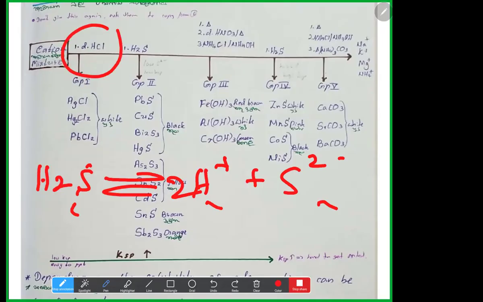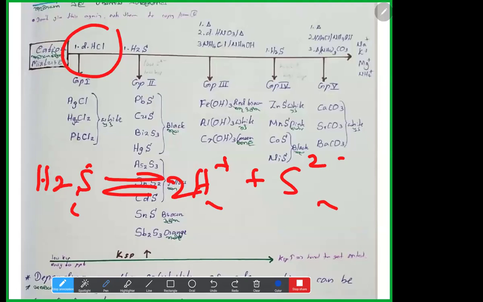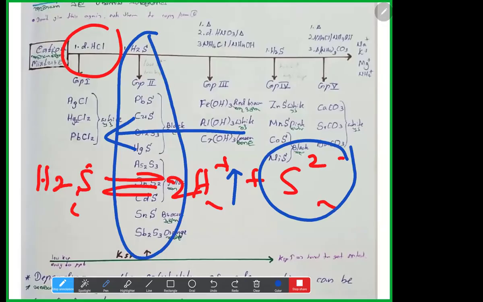So when you are adding acid to this medium, what happens? When you are adding H plus to the medium, the H plus concentration is high. To decrease that, the reaction is going backward. Then the reaction is going backward, it is taking sulfides as well. So the sulfide concentration is less. So here, the cations which need less sulfide concentration, which have low KSP, are precipitating.